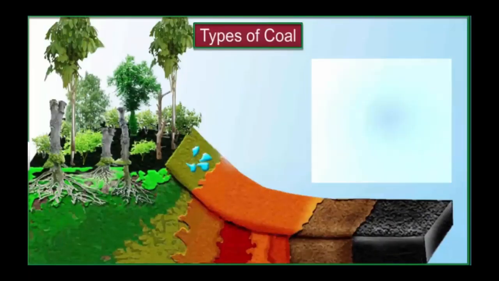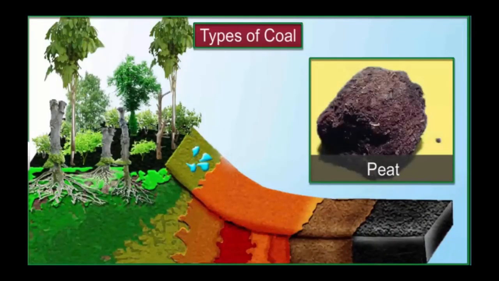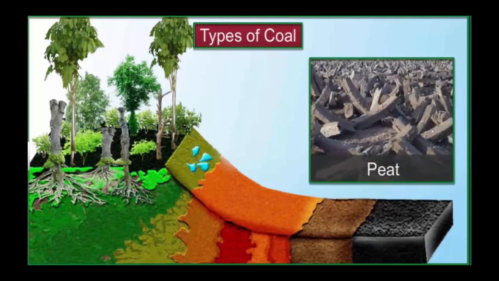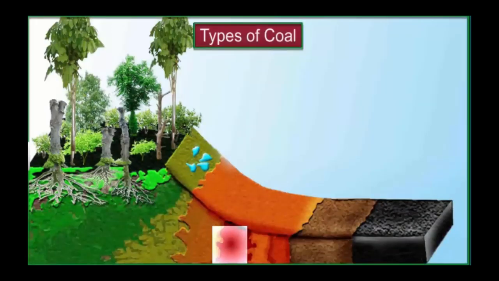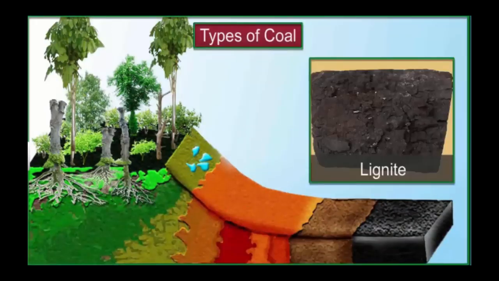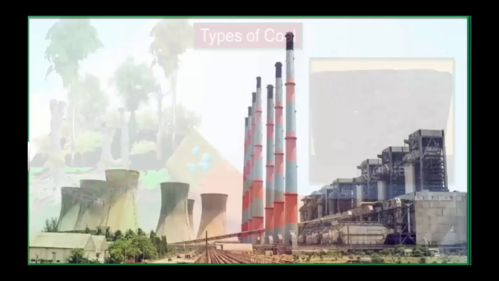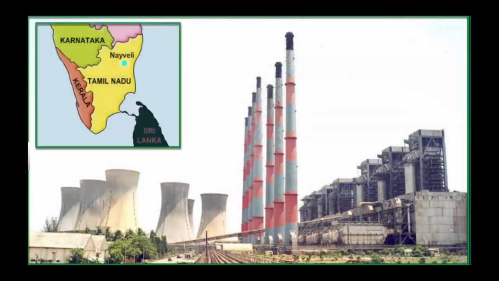Peat is a type of coal produced in swampy areas due to the decay of plants. Peat is a low-carbon variety that has high moisture and provides low heat output. Lignite is a soft, low-grade variety of coal that has high moisture content and appears brownish in color. Lignite is mainly found in Neyveli in Tamil Nadu, where it is used to produce electricity.